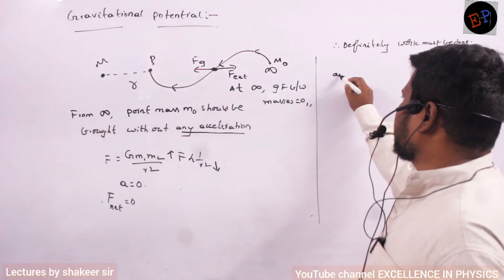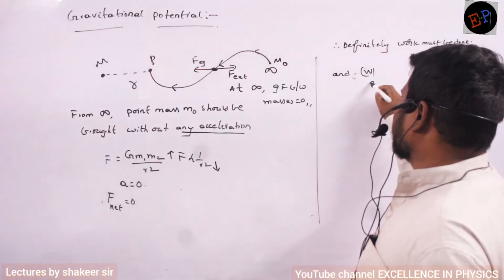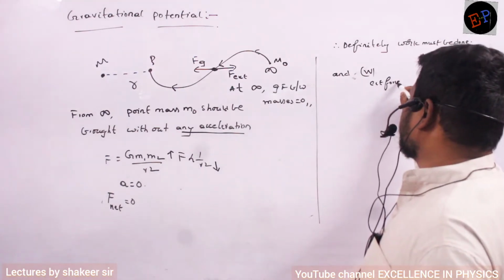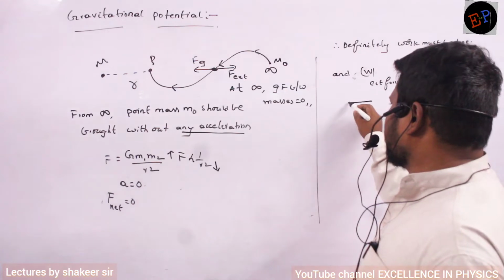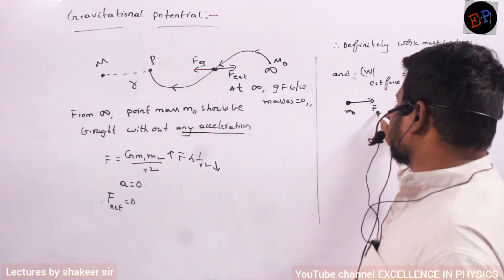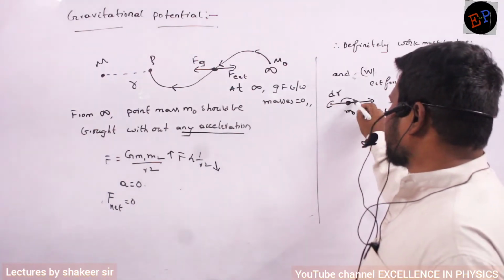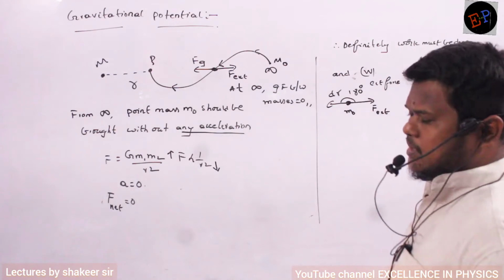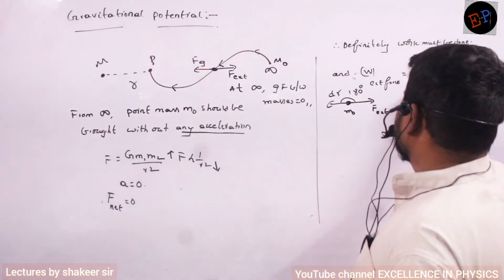Work done by whom? Work done by the external force is how much? It is equal to 0. Are you able to understand? Because if this is the test mass, the external force is in this direction, but the displacement is in the opposite direction. The angle between them is 180 degrees. Sorry, work done by the external force is not 0, it is negative.